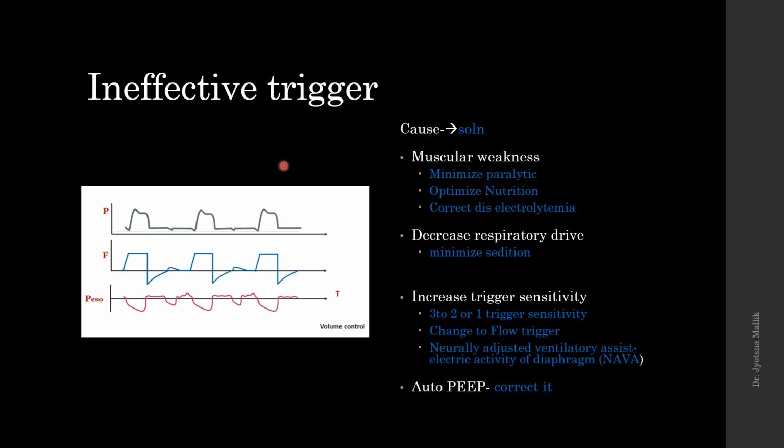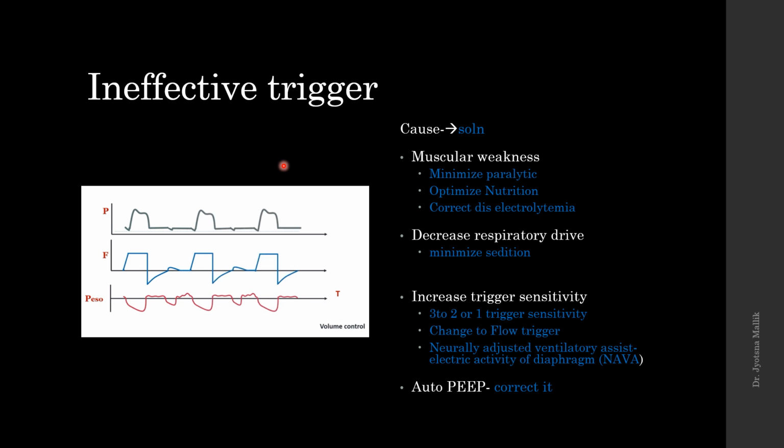What are the solutions for this? We don't want there to be ineffective triggers. We need to minimize the paralytics, minimize the sedation, give optimum nutrition, and check for electrolyte abnormalities like hypokalemia and hypophosphatemia. We need to change the trigger sensitivity according to the patient's demand. Generally -2 to +2 is good enough. If he is not able to trigger at -2, we can put it to -1.